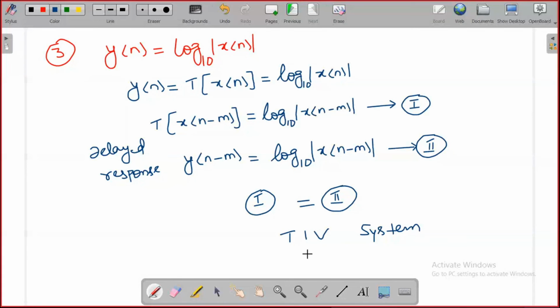Time invariant is also called shift invariant, SIV. Shift invariant, don't get confused. Time invariant and shift invariant both are the same. Time invariant is also called shift invariant, TIV or SIV.